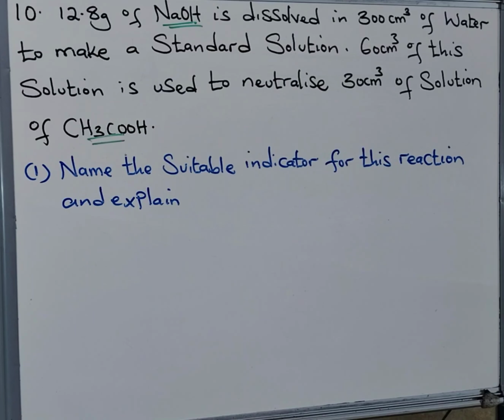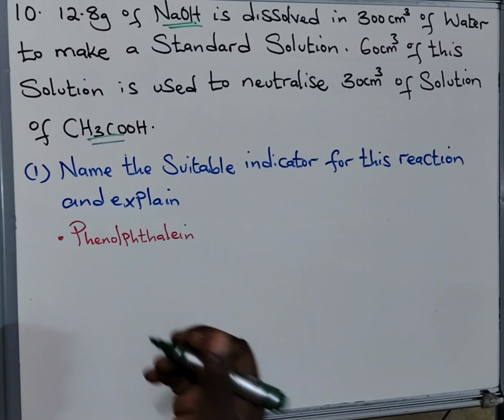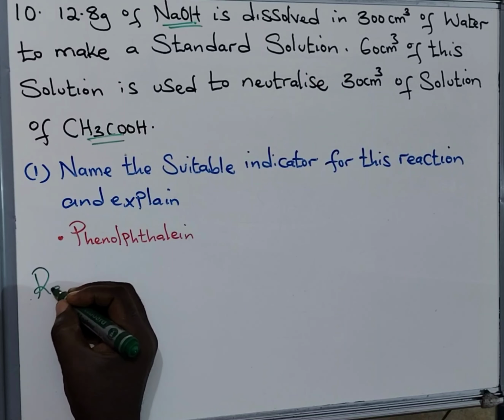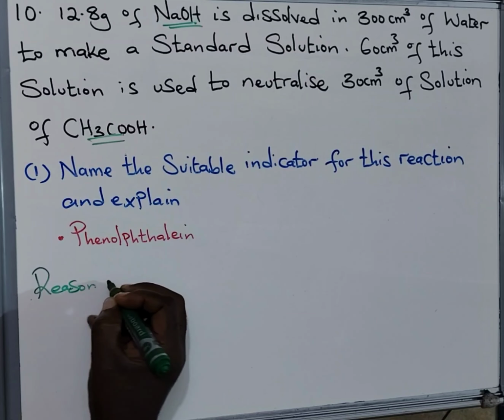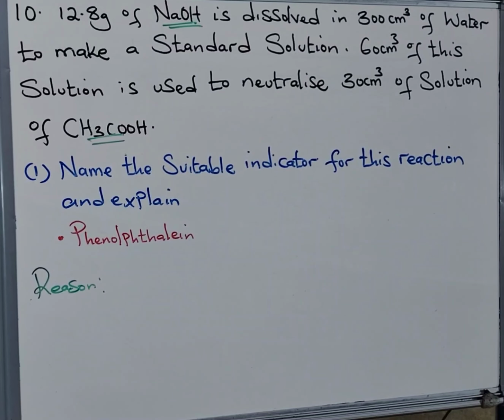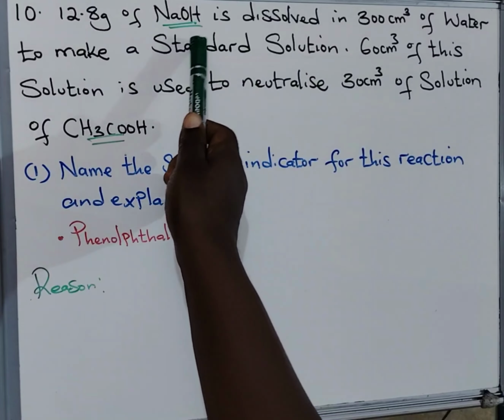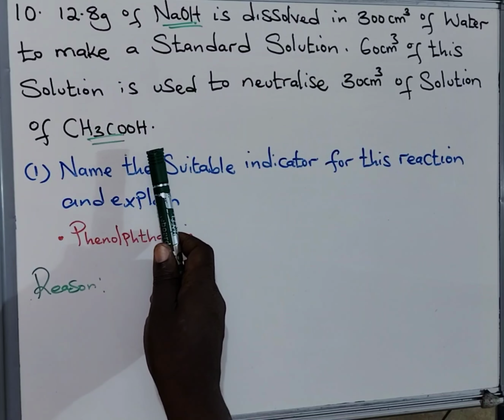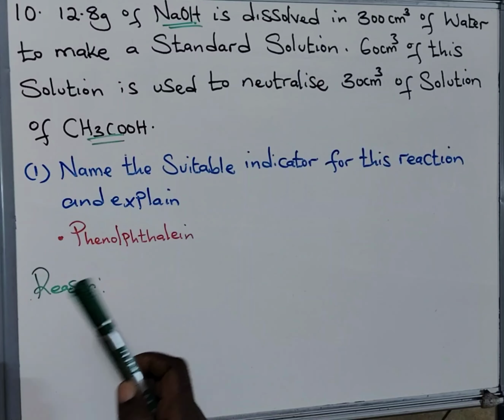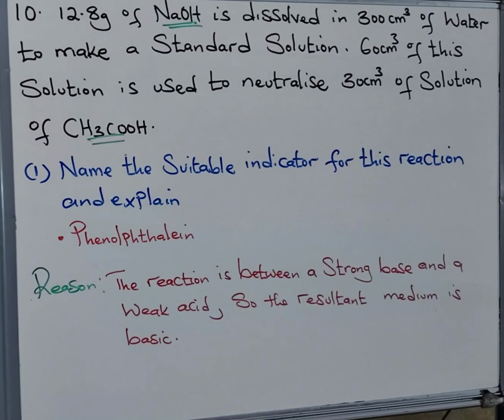The indicator is phenolphthalein. Yes. So what is the reason for the choice of phenolphthalein? The reason is that the reaction is between a strong base and a weak acid. So that's that.